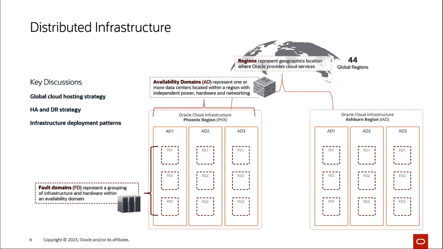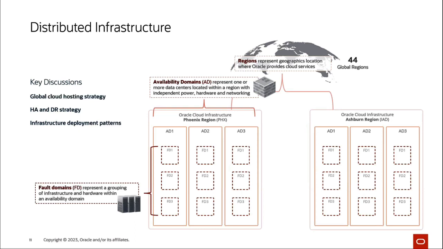Now you use fault domains for component level failover, right? Because again, it's a grouping of various infrastructure components. So in fault domain 1, at the top of a rack, if a router dies, it's not going to impact the infrastructure in fault domain 2 and 3. Okay, so it's critical to understand your regions and have basically a global hosting strategy. Availability domains give you a little HA and DR.